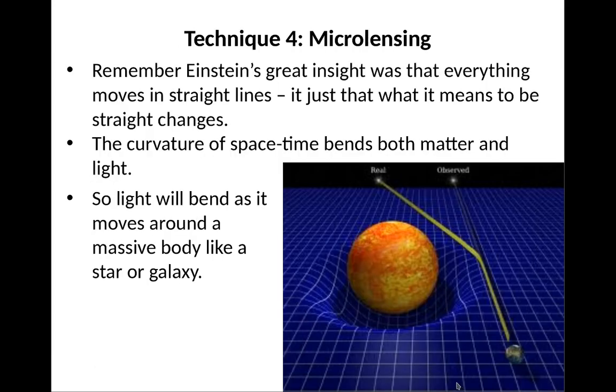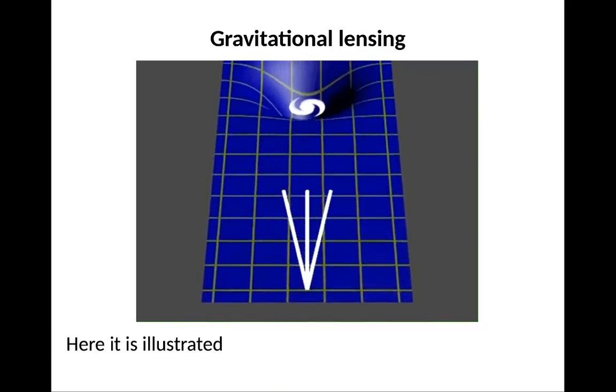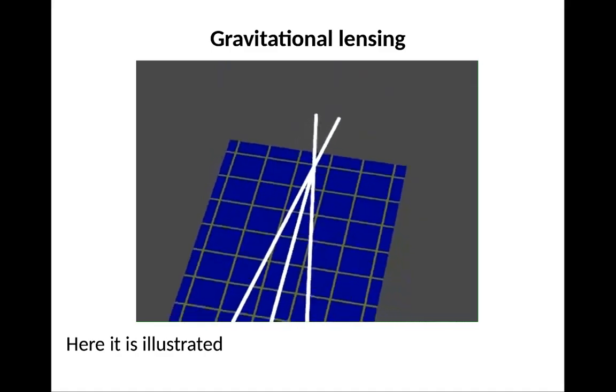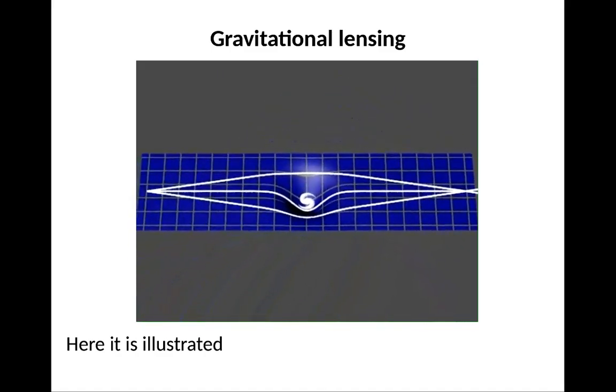Now the final technique is something called microlensing. Remember when we discussed general relativity, Einstein's great insight was that everything moves in straight lines. You just have to change what you mean by straight. The curvature of space-time bends both matter and light, so light will bend as it moves around a massive body like a star or a galaxy. Here's an example of gravitational lensing. The light passes by a massive body, and the result is refocused to us.